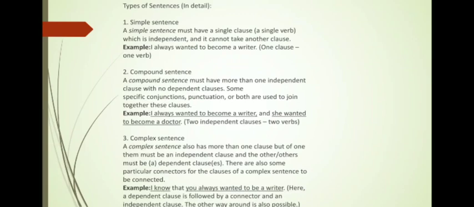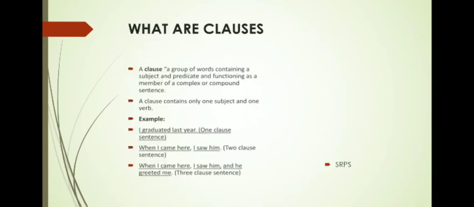How is an independent clause formed? There should be a subject and a verb, and the sentence formed, for example, Ram is playing, should not depend on anything else. Then it is called an independent clause. We'll just see what a clause is. Clauses are a group of words containing a subject and predicate and functioning as a member of a complex or compound sentence. Sentences are also groups of words that make complete sense, and clauses are also groups of words. Sentences contain a subject and predicate, and clauses also contain a subject and predicate.